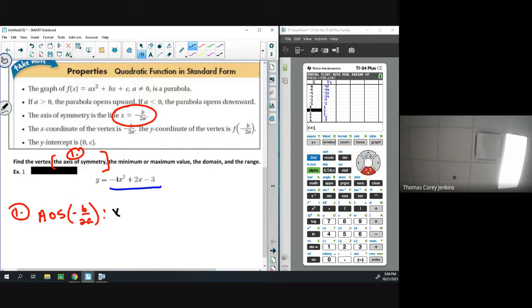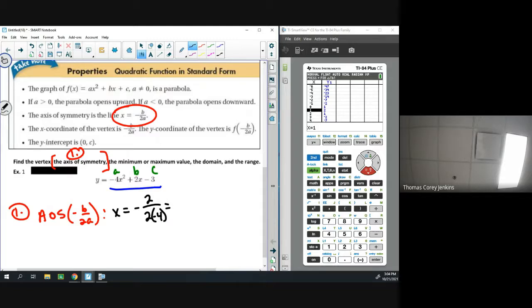So we would just say x equals negative. And then as far as your a's, b's, and c's go, a is the coefficient of x squared, b is the coefficient of x, and c is the constant. So when I sub in b, that would be 2 over 2 times, and then a is negative 4.